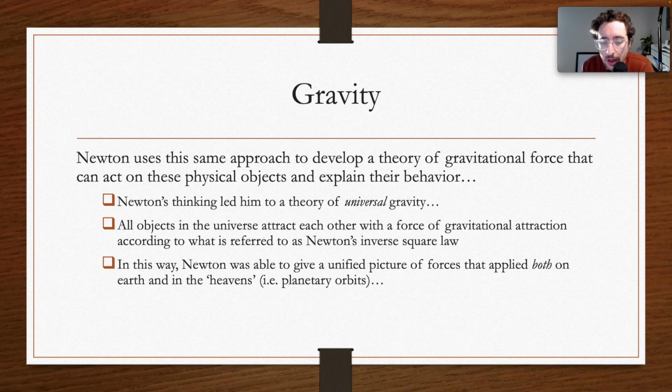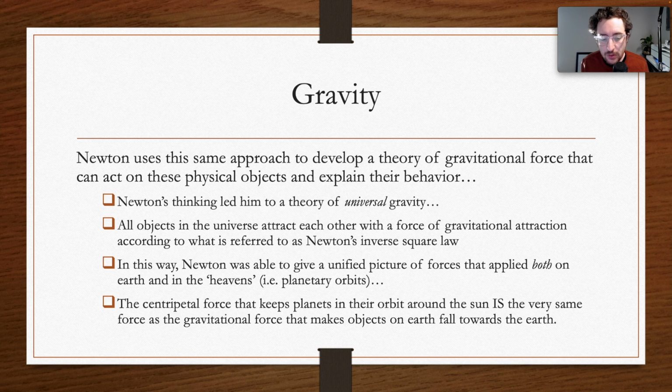So in this way, Newton was able to give a unified picture of forces that applied both on Earth and in the heavens, or for the planetary orbits. This was very strange to Newton's contemporaries because they thought of the objects on Earth as obeying one set of laws, but in the heavens, they thought of the planets' motions being described by alternative forces in alternative ways.